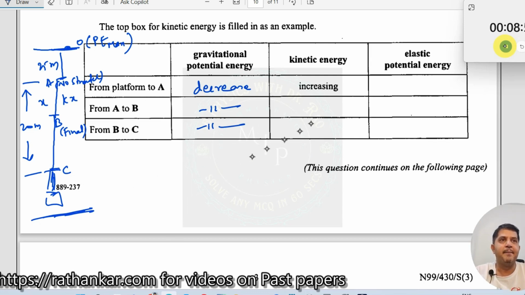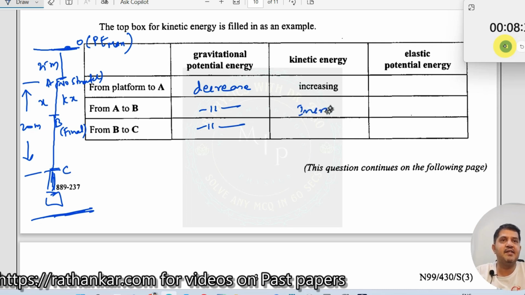First part is done. Then kinetic energy. Now what happens to the kinetic energy from platform to A? The kinetic energy keeps on increasing because here she was at rest. But when she fell down here, the velocity was higher. And when she went from point A to point B, there was a stretching over here, but still the kinetic energy was increasing. The velocity was increasing.